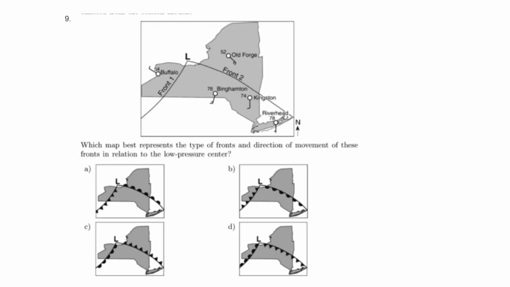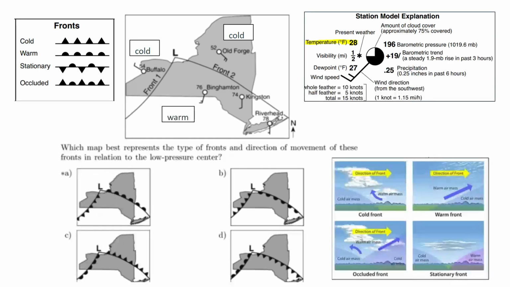Next, pause this video, try number 9. Which map best represents the types of fronts and direction of the movement of these fronts in relation to the low pressure center? So, in other words, what's the symbol for this front? What's the symbol for this front? The correct answer is A. Here's why. Notice that you have station models, and the top left of station models shows the temperature. In this case, the temperature in Buffalo is 54. The temperature in Binghamton is 76. Clearly, Buffalo is cooler and Binghamton is warmer.